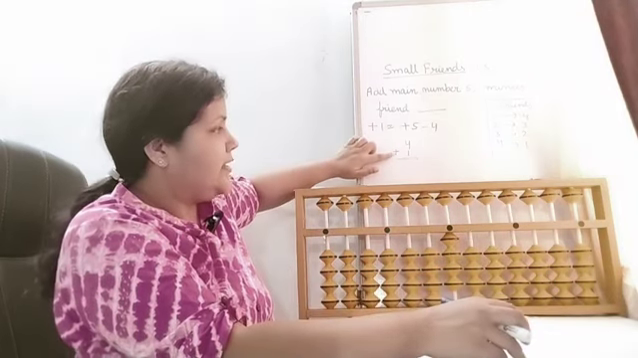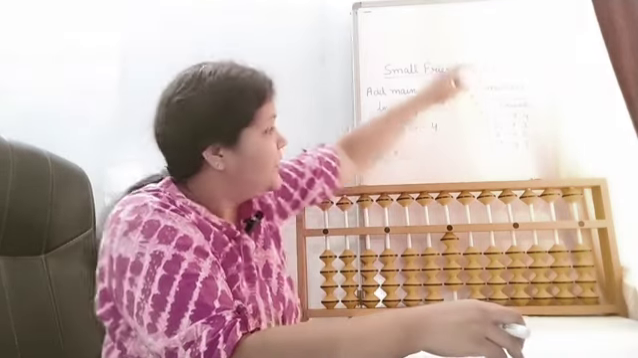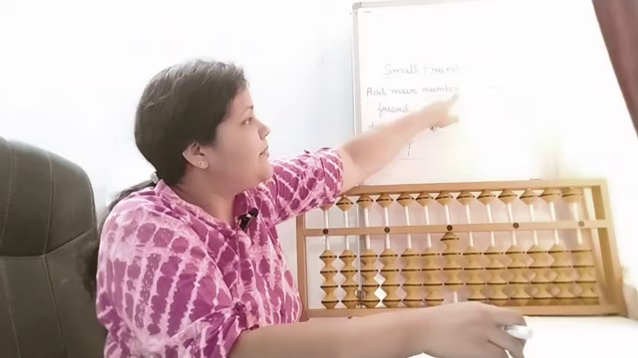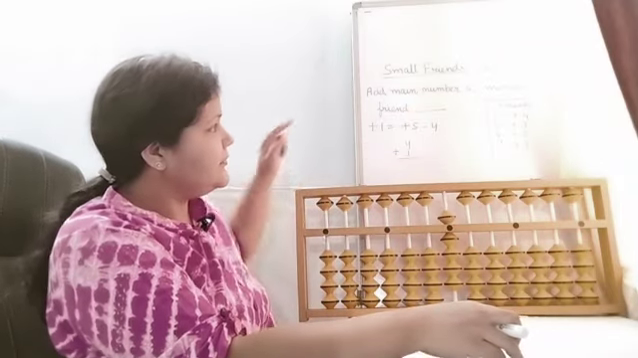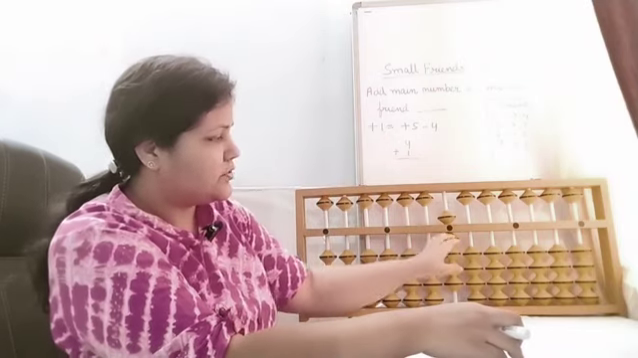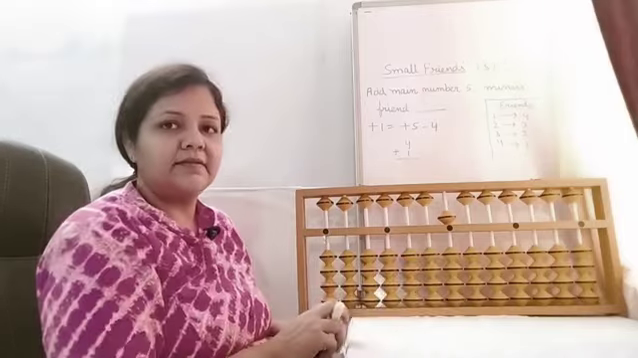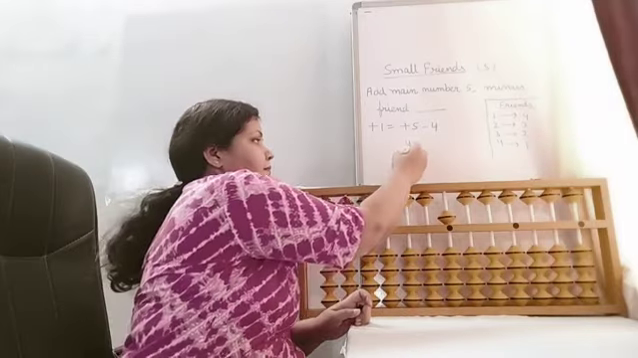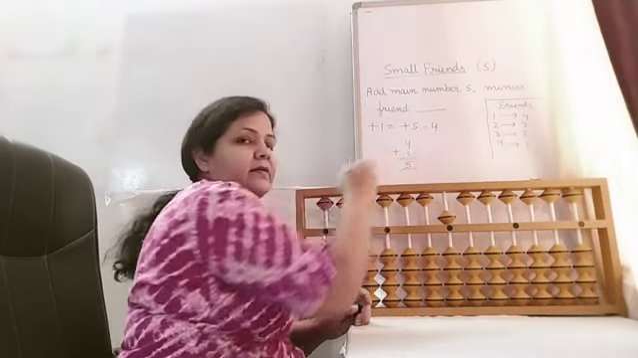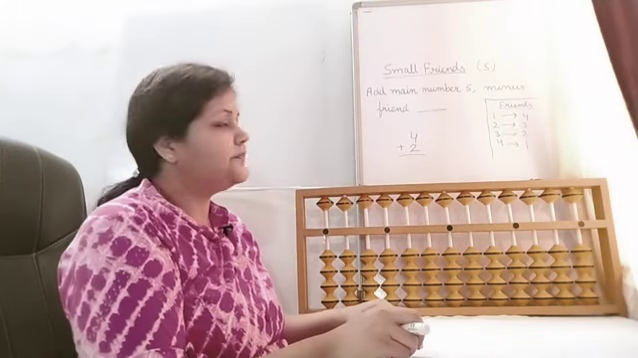4 plus 1. We know that the friend of 1 is 4. So we'll use the formula: add main number 5 minus friend. Friend of 1 is 4. So we'll minus 4 and we'll get the answer 5. This is the answer.